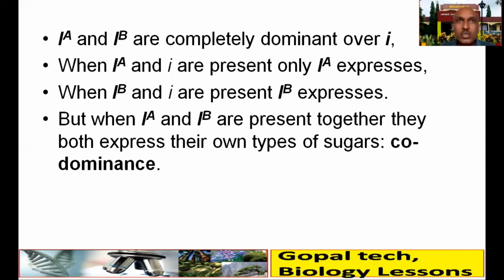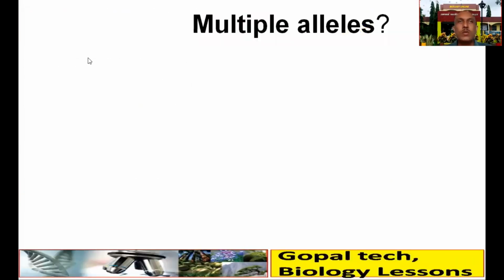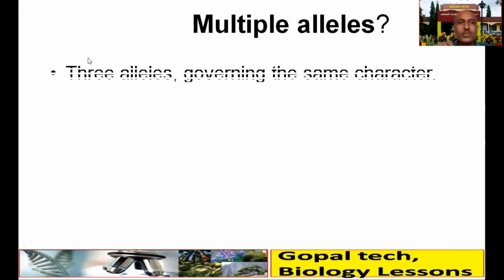And therefore, such an interaction we call codominance. Hence, the red blood cells have both A and B types of sugar. Okay. Now, the third one is multiple alleles. Incomplete dominance, codominance. Now, third, multiple alleles.